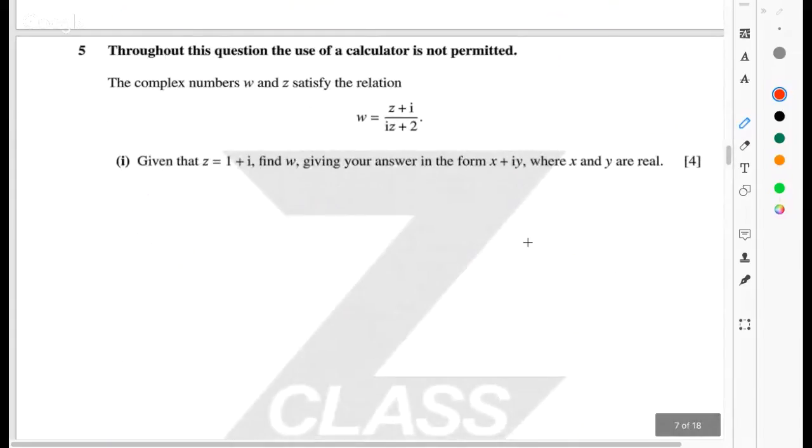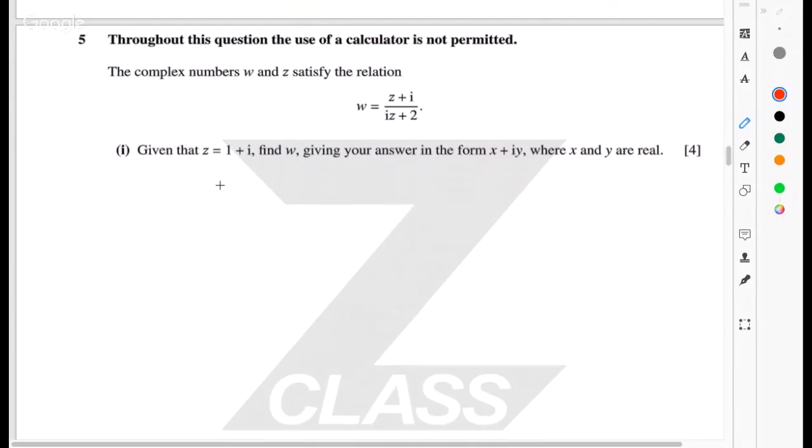Okay. Question 5. Suddenly understand why they say throughout this question the use of a calculator is not permitted. Are you allowed a calculator normally? Well, yeah. And some calculators you can put that in the answer. Oh, I guess that's why, but it doesn't really help. But if you do it by hand, I think it might be quicker.